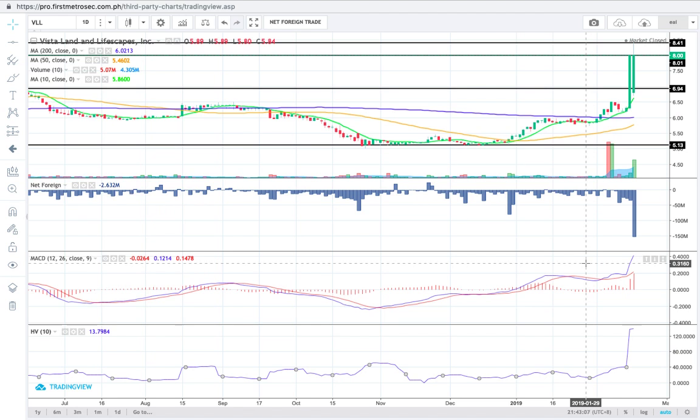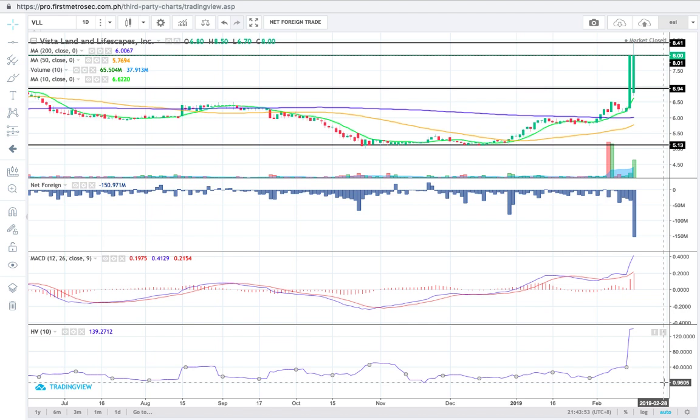So if you don't have a position in VLL and you are tempted to trade the VLL tomorrow, consider your risk level first. If you're a beginner, I would say stick with low risk to moderate risk stocks first. These are stocks that have a historical volatility below 70%. VLL has 139% historical volatility, so definitely it's way above 70%. So for newbie investors, try to observe first on VLL. Use this one as a case study.